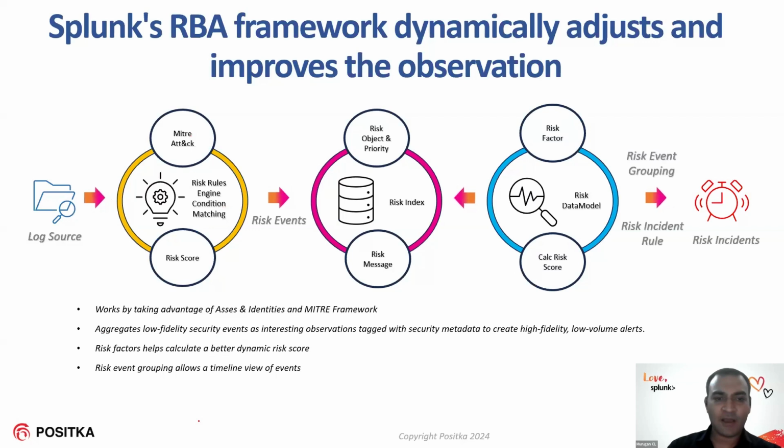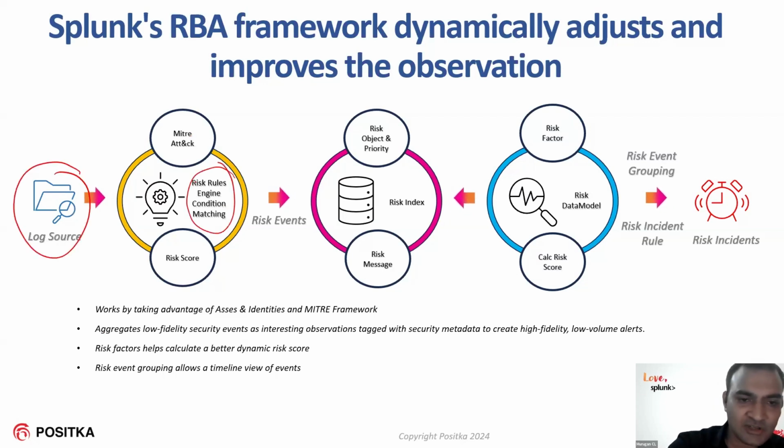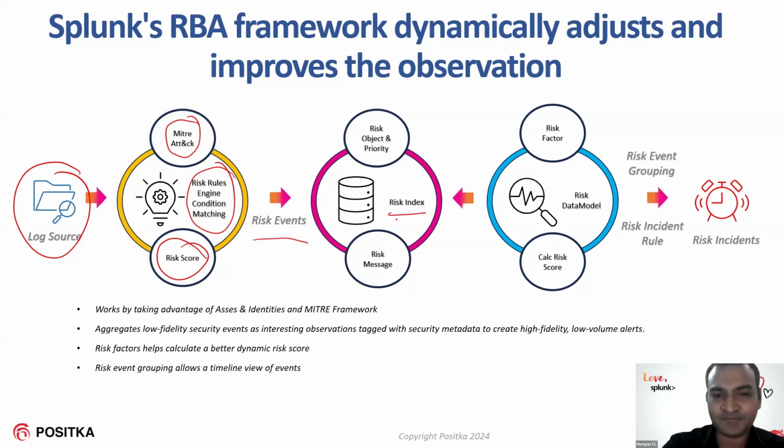So Splunk RBA differs slightly from other tools. How it works is you have your log sources sending your data to your rules engine. The rules engine in Splunk is the correlation searches. When these correlation searches run, they annotate their findings, their matches, with MITRE ATT&CK and also other security frameworks. It adds these details to the detections, then calculates a risk score and sends the events as risk events to a risk index. It does not create them directly as an alert. So the findings from the rules engine go into the risk index as risk events.